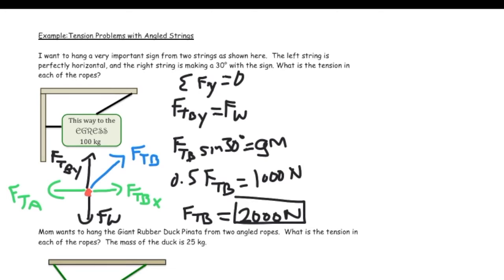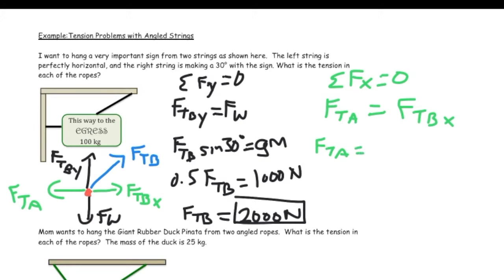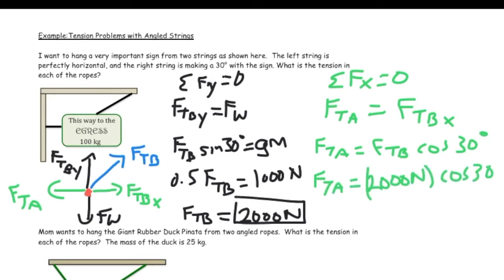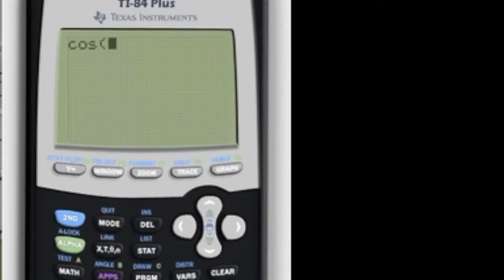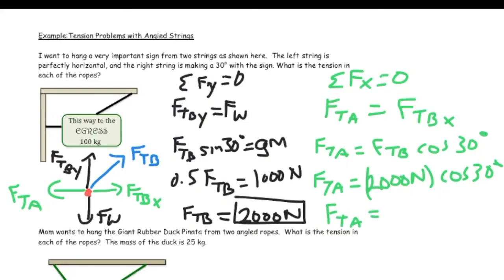Let's switch to the x direction. The sum of the forces in the x direction is 0. All of FTA is going left, and just the x component of FTB is going right. So I have FTA on the left equals FTB times the cosine of 30 degrees. So FTA equals the full amount of FTB, which is 2,000 newtons, times the cosine of 30 degrees. Let's see, in my calculator, the cosine of 30 degrees is 86%, so FTA is 86% of 2,000 newtons, which is 1,700 newtons.